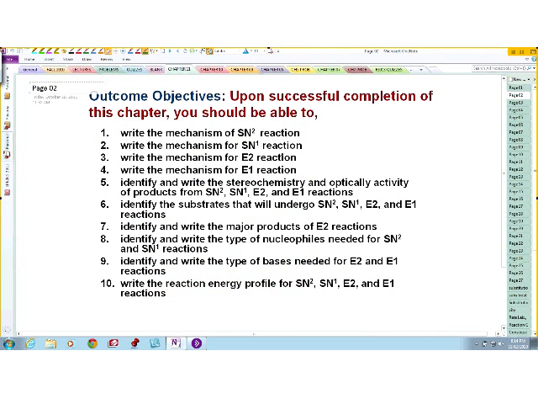Okay, on this slide, you have a list of learning outcome objectives. I will advise that you should visit this slide in order to ensure that you have mastered some of those important concepts and or topics in this chapter.